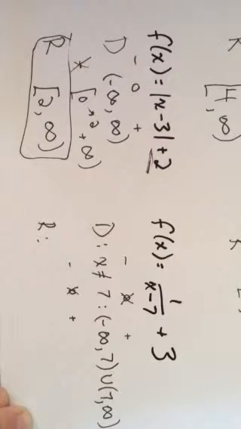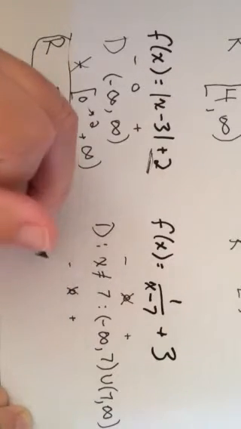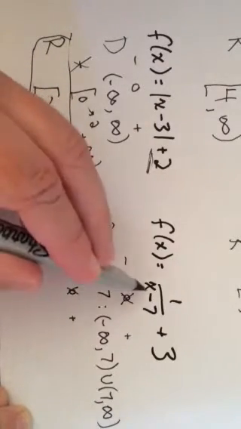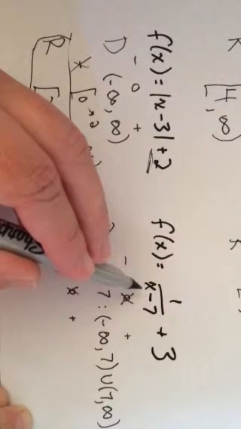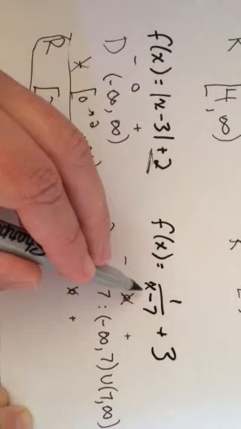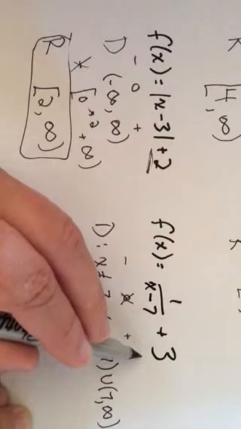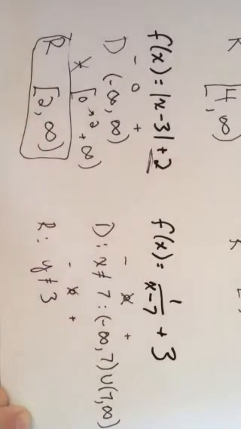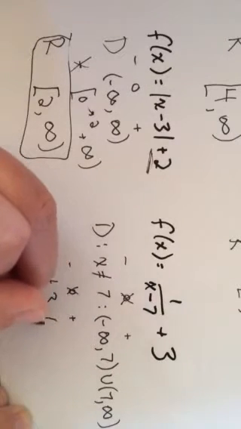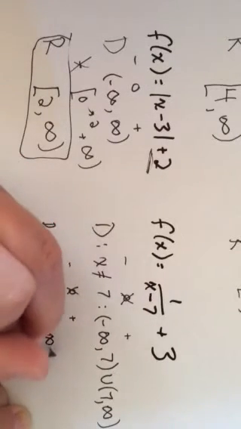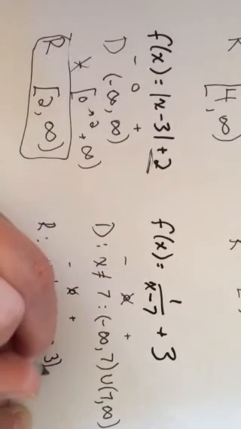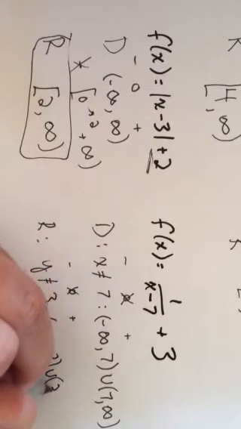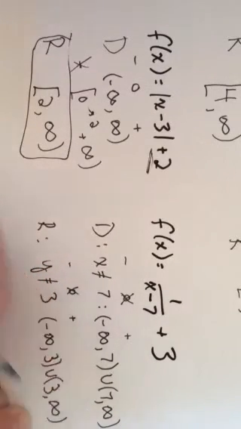Can I get a positive out of this fraction? Sure, I can definitely get a positive out of this fraction. So the only thing I can't get out of this fraction is 0, and I'm adding 3 to that, then the only thing I can't get out of this function is 3. So again, I can write this in set notation, negative infinity to 3, use parentheses so it doesn't equal the 3, union 3 to infinity.